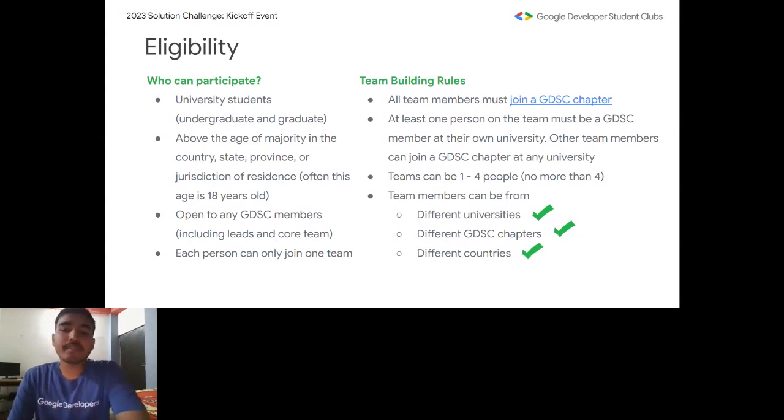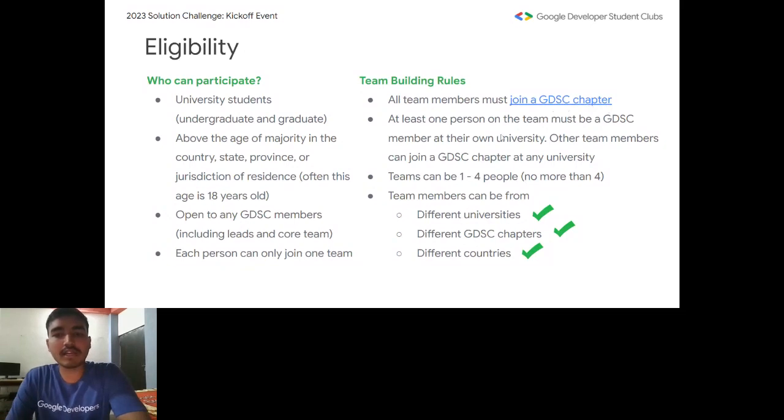After that, there are some criteria in forming the team. At least one student in a team should be from the GDSC chapter from which you are submitting the solution. Like we have the Jabalpur Engineering College GDSC chapter. So if you are submitting the solution from JEC, then one of your members should be from JEC. The other 3 members can be from different colleges, but at least one will be from JEC.